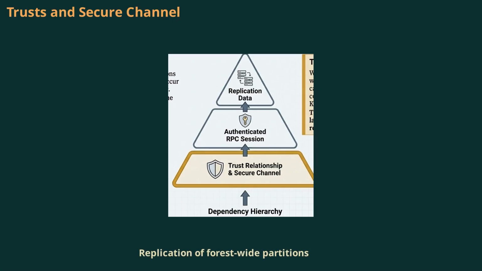Replication of forest-wide partitions, such as schema and configuration, depends on transitive trust relationships between domains. The secure channel, established by the netlogon service, is used to verify trust paths and exchange security information. If this channel is broken, replication between domains fails, even if the network and topology are healthy. Always ensure that trust relationships and secure channels are intact for reliable replication. The integrity of the authentication layer is a prerequisite for successful replication.